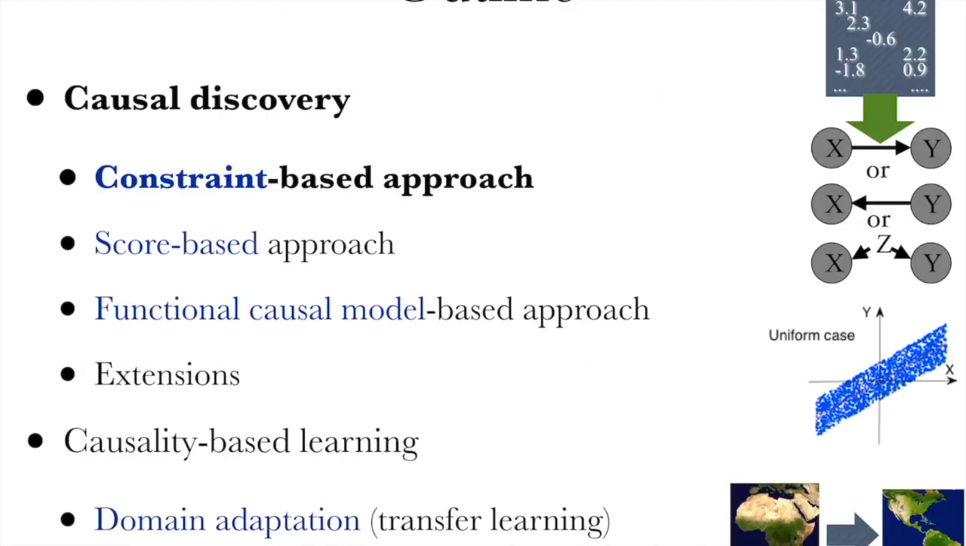Okay, so regarding causal discovery, I'm going to talk about the constraint-based approach. Here, by constraint, I mean conditional independence constraint. And then I'll talk about the classical score-based search. And then I'll talk about more recent approaches based on functional causal models. And finally, I will talk about some extensions. And then I will very quickly say a few words about how to solve other learning problems from the causal perspective. So, did you learn Bayesian network learning at all?